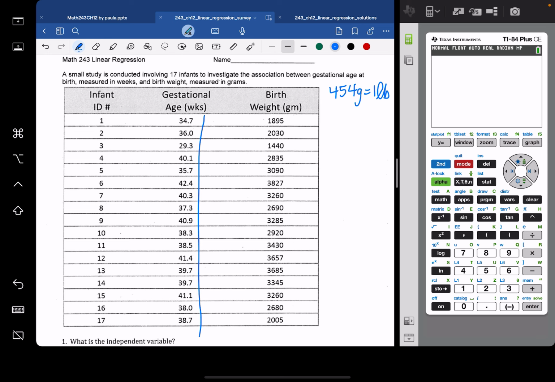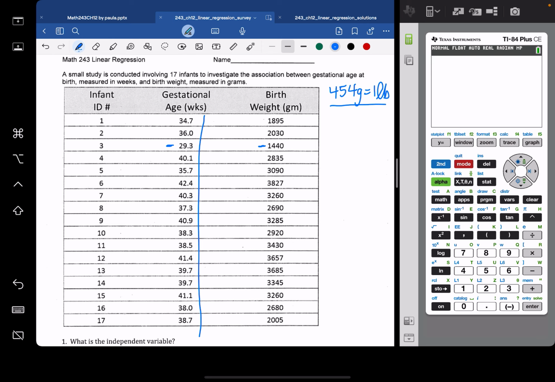But those are the time that the baby was carried, and then the birth weight in grams. And just a reminder that there are 454 grams in a pound, and we can look at those weights. Now, notice that this is sort of a low birth weight, and this is a shorter gestational age, so that would indicate the baby might have been born prematurely, and it had a lower birth weight.